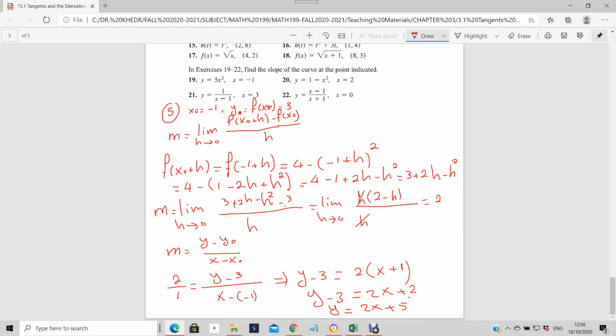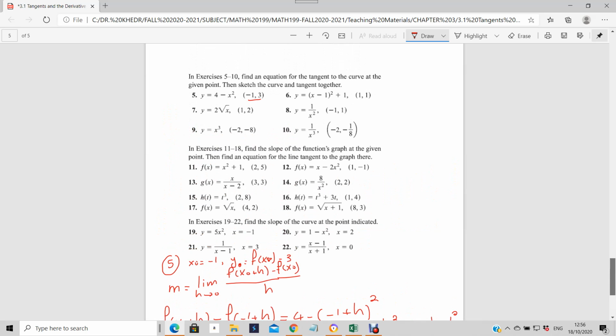So this is the final answer: y equals 2x plus 5. You have to notice that this is the slope-intercept form of the linear equation, and the tangent line has a linear equation, so the coefficient of x should be the same as the slope, which you found, 2x. Okay, so this is the way we find the slope of the tangent line and the equation of the tangent line. So you can do the same thing for the rest of the questions, okay?